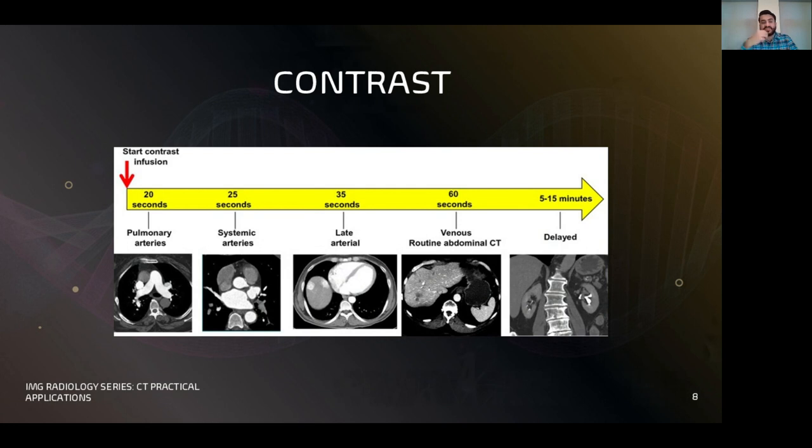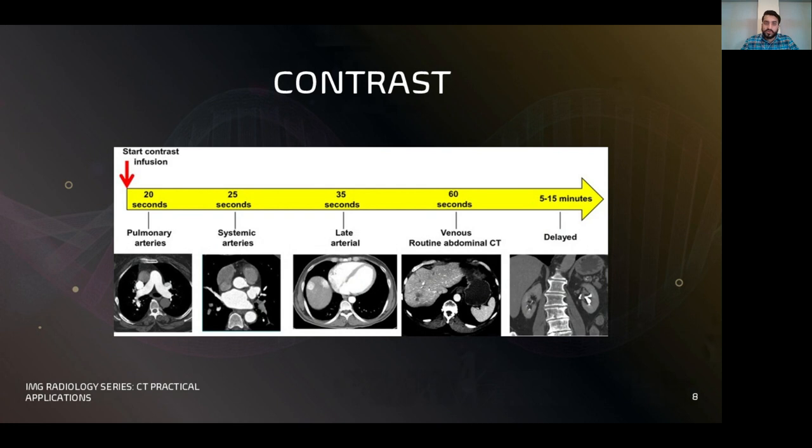The second is the venous or the portal venous stage. This is about 60 to 80 seconds into administering the contrast. And finally, the third is what we refer to as the delayed phase, which is about 5 to 10 minutes after administering the contrast. Why are all these three things important and how are they used?